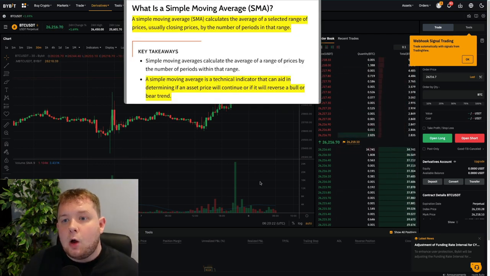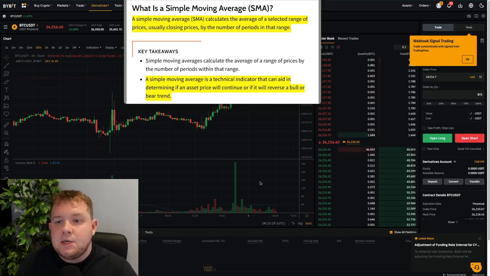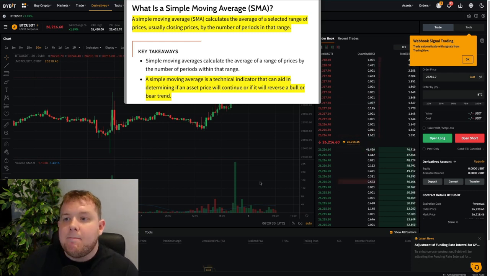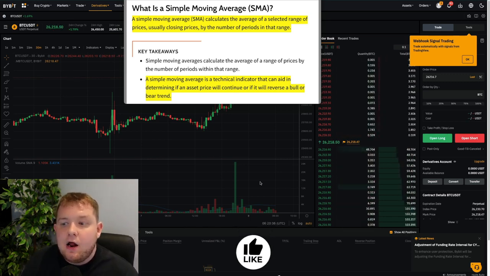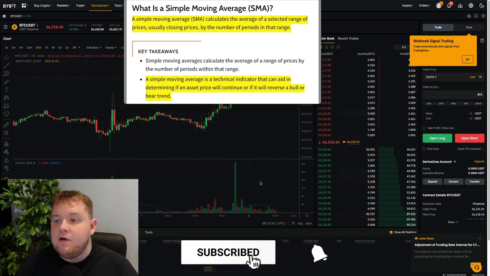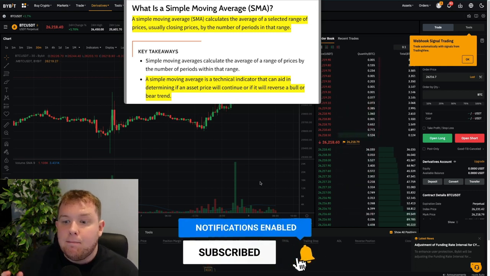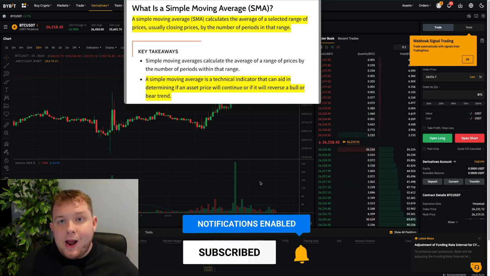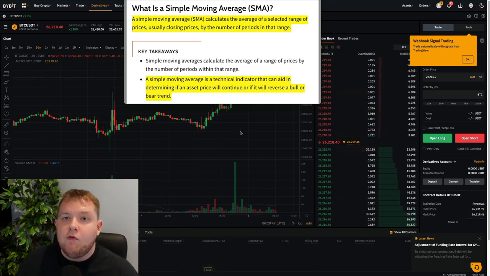So first of all, let's start with the simple moving average. A simple moving average, SMA, calculates the average of a select range of prices, usually closing prices, by the number of periods in that range. It's an average, pretty simple. A simple moving average is a technical indicator that can aid in determining if an asset price will continue or if it will reverse a bull or bear trend. So it's a good way to tell the overall momentum of the market.